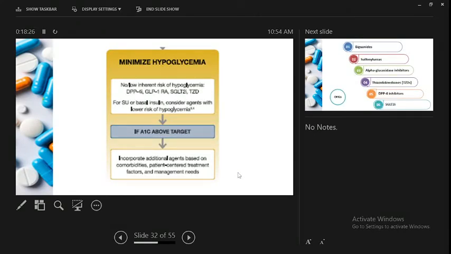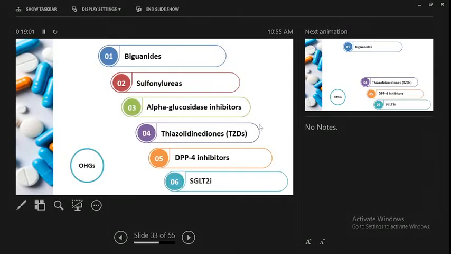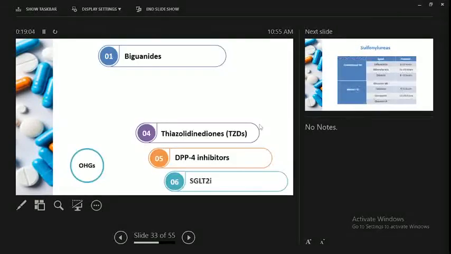If you look at the guideline, this is again from the guideline. If you want to minimize the hypoglycemia, you have to give a drug which has less risk of hypoglycemia. All the drugs that I already discussed, like DPP-4 inhibitors, GLP-1 receptor agonists, SGLT2 inhibitors, they all have very low risk of hypoglycemia. So you can choose any of them as the second line agent in this patient. In addition, you can go for pioglitazone, that is your thiazolidinediones. But if you want to use sulfonylurea, then probably you will use a second generation sulfonylurea. So these are the options that are available.